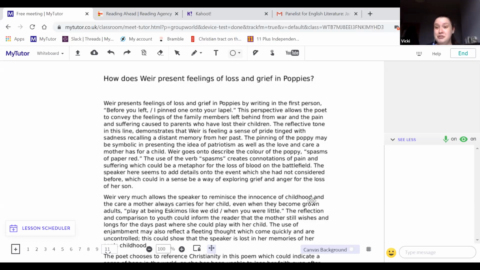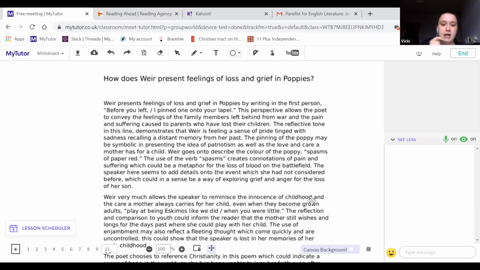So I'm thinking about, so generally, this country is incredibly patriotic about wearing a poppy. Almost all of us do. When you're at school, you've always got someone coming around with a little money box trying to sell you poppies when it comes around to November. So it's a really big thing in this country, as well as the love and care a mother has for her child. So generally it's quite general so far.